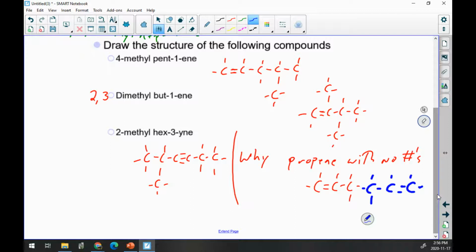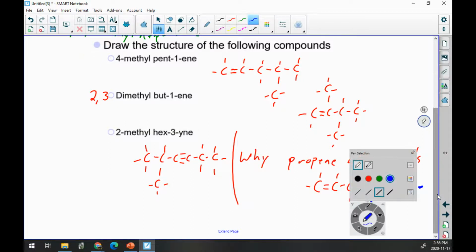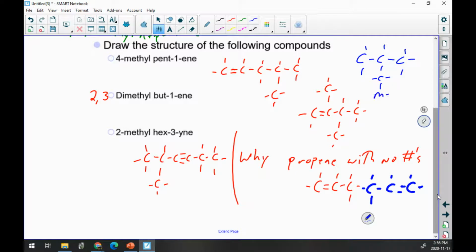That would be similar as if I did this guy here, which is just called methylpropane, because there's only one place that carbon can come off. Because if it comes off the end, guys, now it's butane.